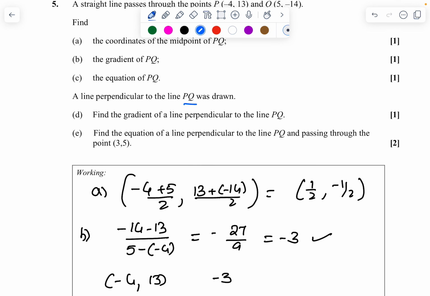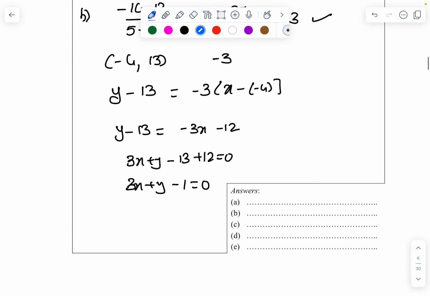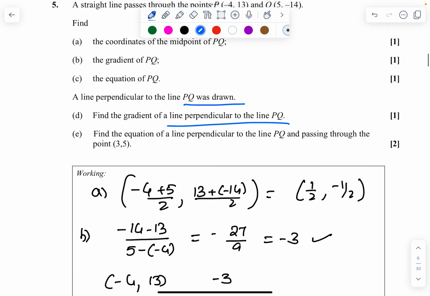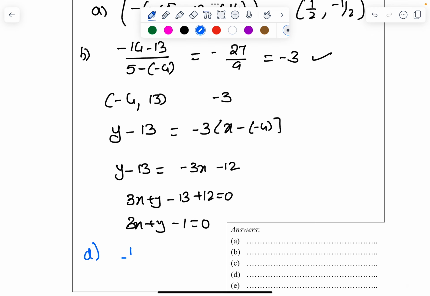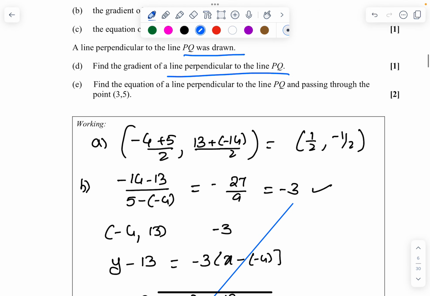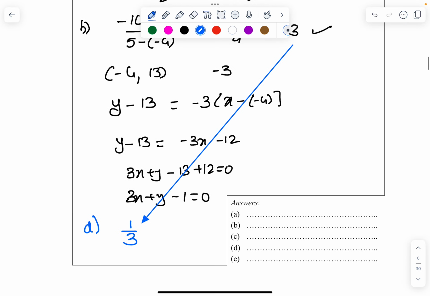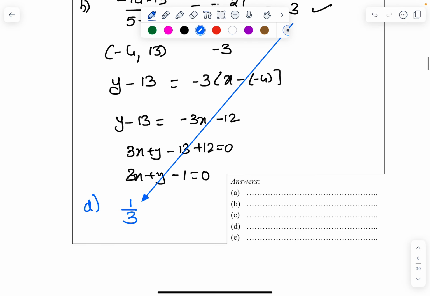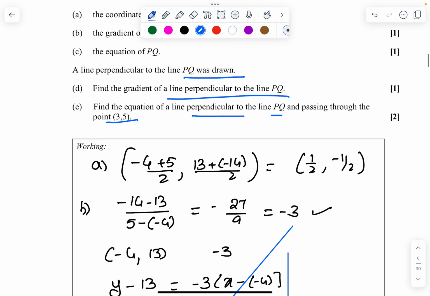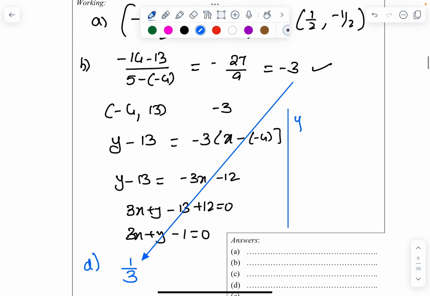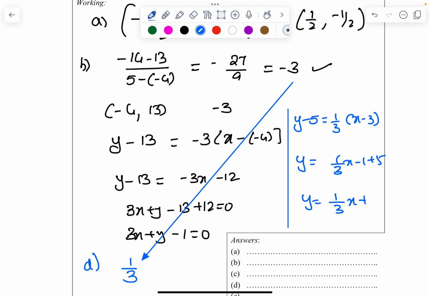A line perpendicular to PQ was drawn. Find the gradient of the line. So the perpendicular gradient is going to be 1 upon 3. Minus 3, reciprocal and opposite sign, 1 upon 3. Find the equation of the perpendicular line to PQ passing through 3 comma 5. So in that case, again 3 comma 5. So y minus y1 equals m times x minus x1. So y equals 1 upon 3 times x minus 1 plus 5. So y equals 1 upon 3 x plus 4.